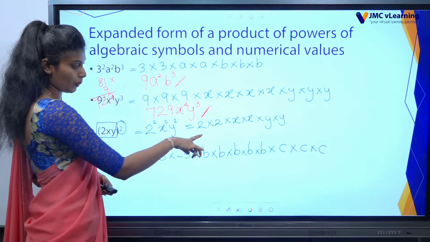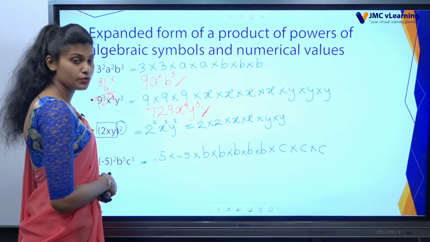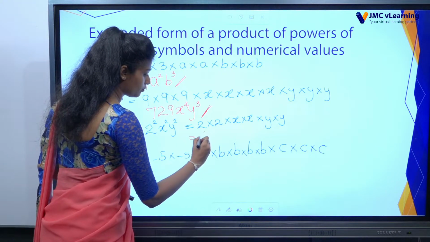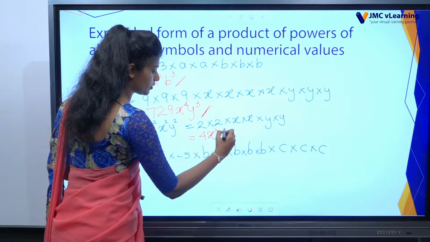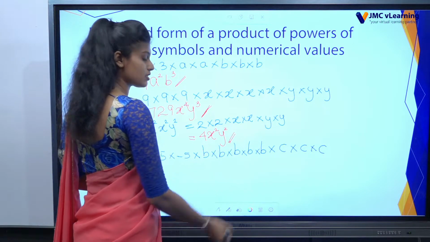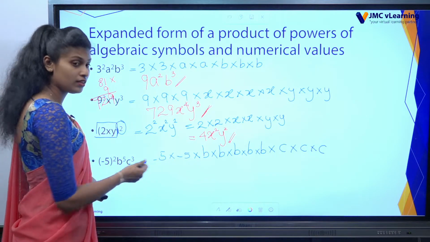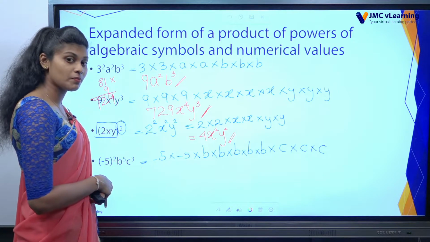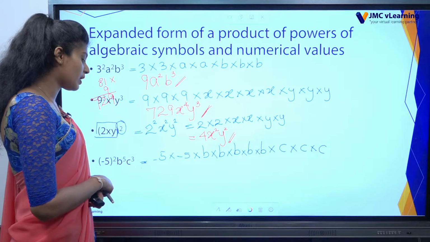Then here, how many 2's are there? There are 2. 2 into 2, answer is 4. There are 2x, x to the power 2, y to the power 2. This is the answer. Then here minus 5, and again you have to multiply this one by minus 5. Then 2 minus numbers you should multiply.